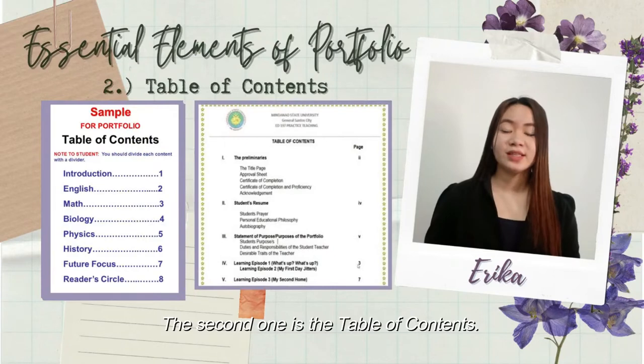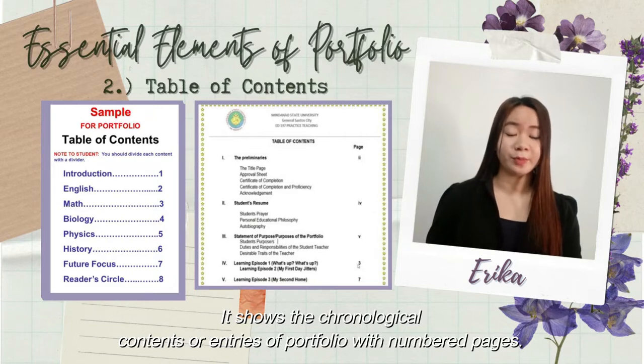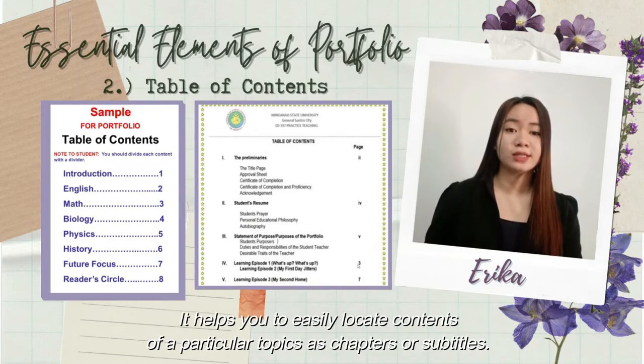The second one is the table of contents. It shows the chronological contents or entries of the portfolio with numbered pages. It helps you to easily locate contents of a particular topic as chapters or subtitles.